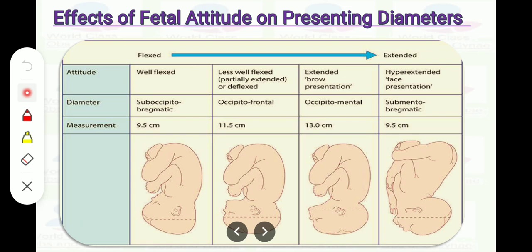What are the effects of fetal attitude on the presenting diameter? Fetal attitude may be flexed to extended. Okay, attitude may be well flexed, so that indicates the suboccipito-bregmatic 9.5 centimeter. It may be less well flexed, like partially extended or deflexed, which shows the occipitofrontal diameter of the fetus, 11.5 centimeter. Okay, and if the fetus head is extended, then the presentation will be brow, and the presenting diameter of the fetus will be occipitomental, that is 13 centimeters, the maximum diameter.